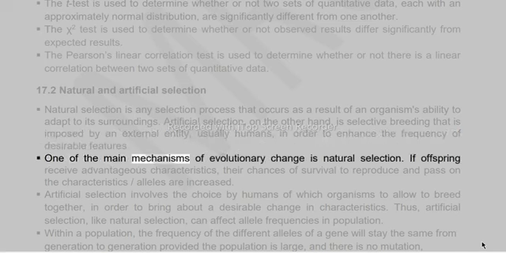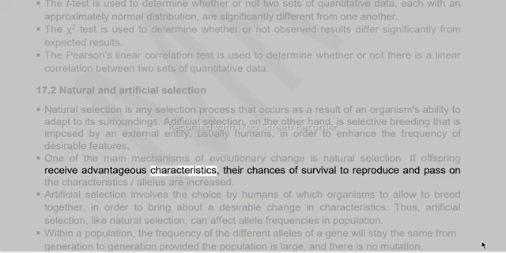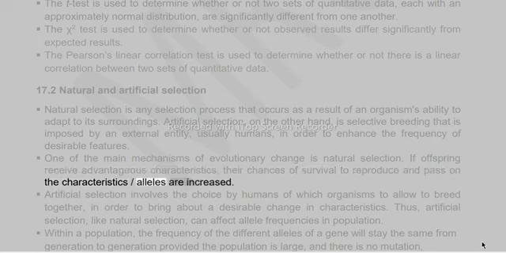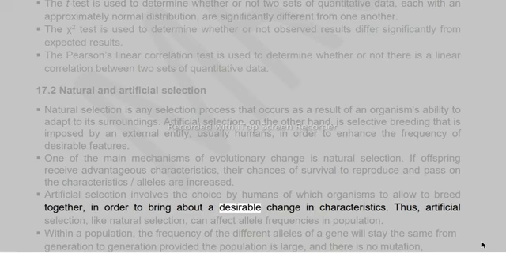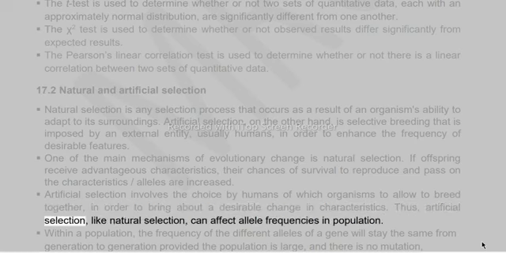One of the main mechanisms of evolutionary change is natural selection. If offspring receive advantageous characteristics, their chances of survival to reproduce and pass on the characteristics, alleles, are increased. Artificial selection involves the choice by humans of which organisms to allow to breed together, in order to bring about a desirable change in characteristics. Thus, artificial selection, like natural selection, can affect allele frequencies in a population.